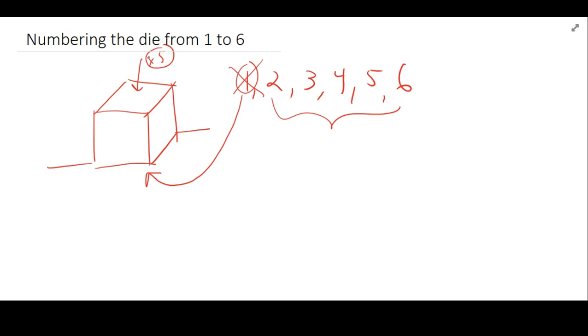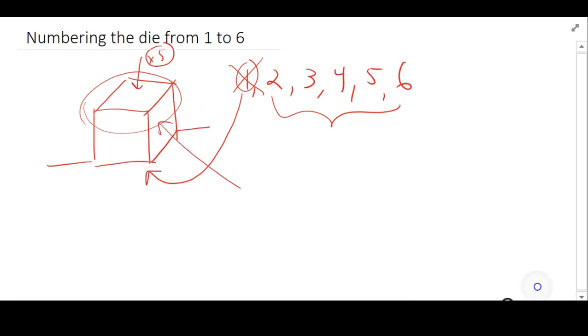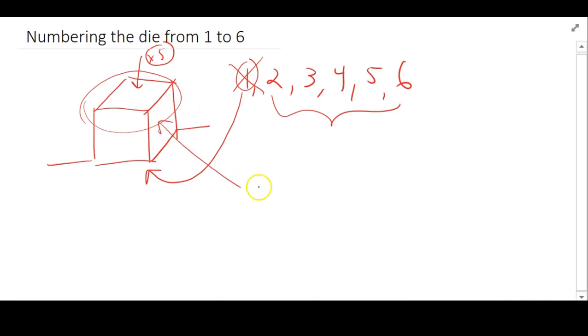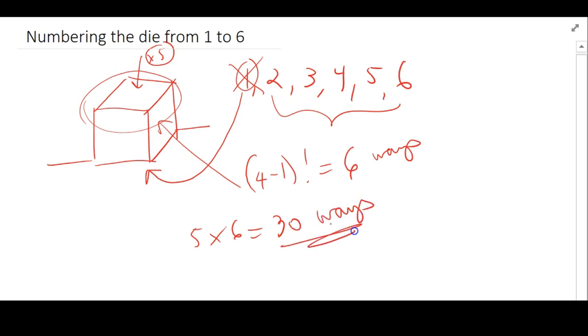And finally, we have 4 side faces remaining and 4 numbers remaining. Because it's a circular permutation, those numbers can be put in 4 minus 1 factorial, which is 3 factorial, 6 ways. So therefore the final count would be 5 times 6, which is 30. The cube can be numbered from 1 to 6 in 30 different ways.